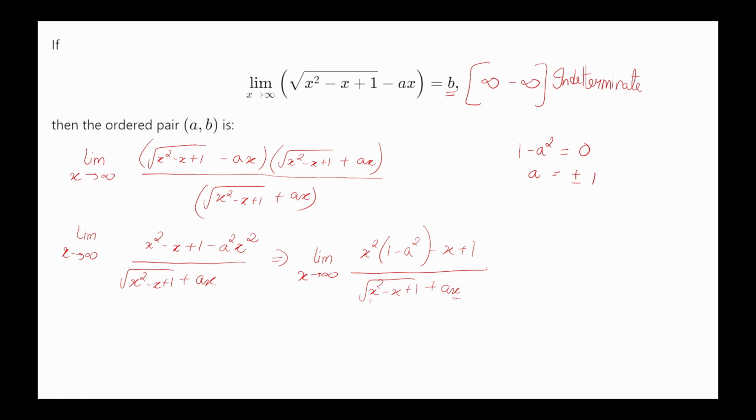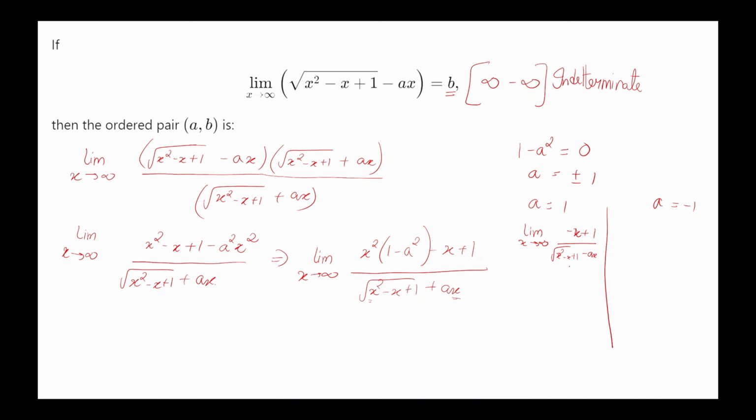Now let me solve for b, what I can get. There can be two cases: when I take a as 1 and a as minus 1. So let me check by a as 1. I would have limit x tending to infinity, minus x plus 1 upon root under x square minus x plus 1 minus ax.